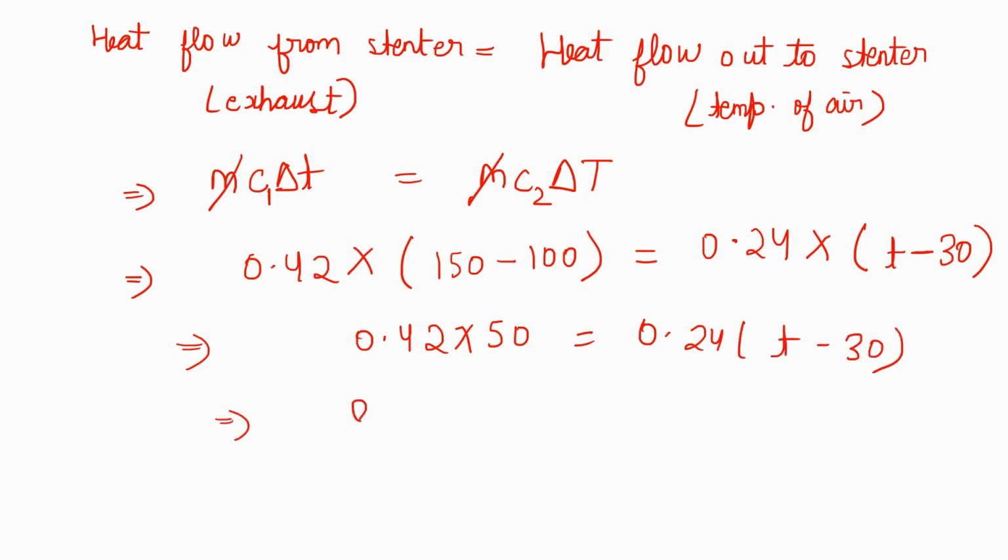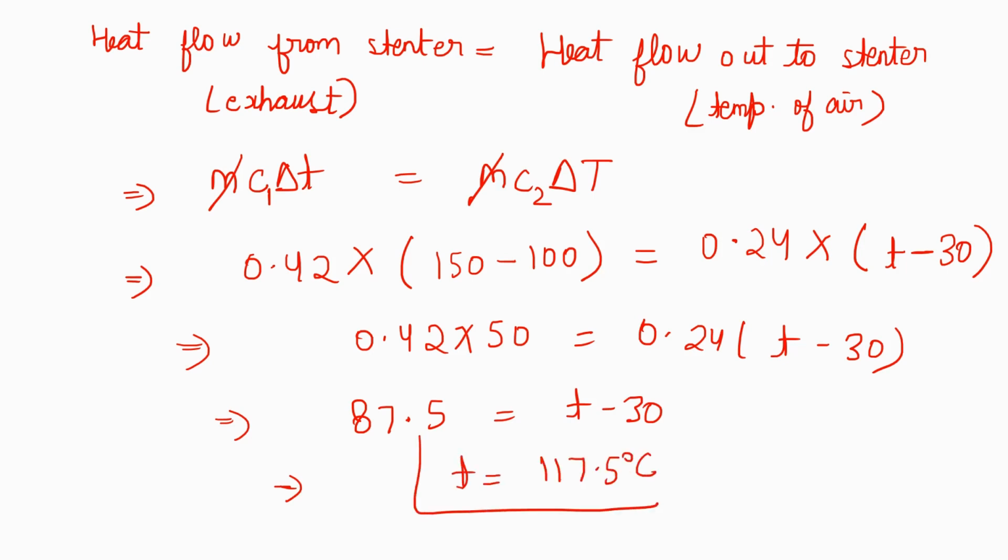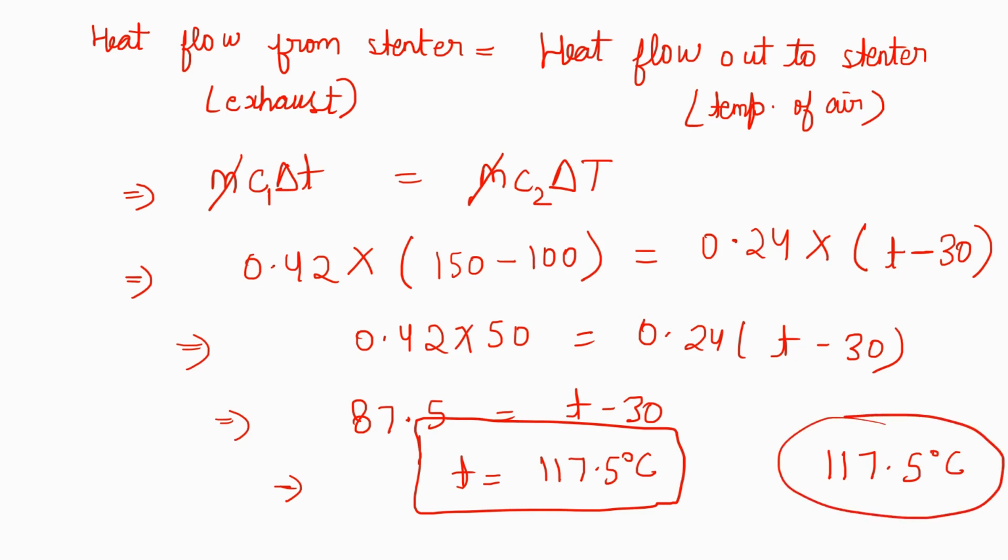So 87.5 is equal to T minus 30. If you calculate this, T comes out to be 117.5 degrees Celsius. You have to write the temperature to 1 decimal place, so the correct answer is 117.5 degrees Celsius. It is the right answer.